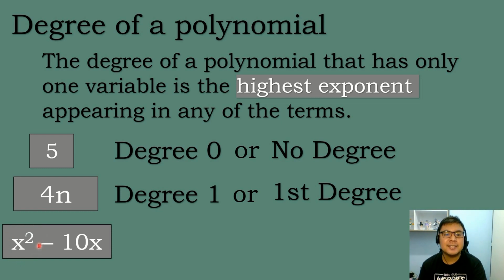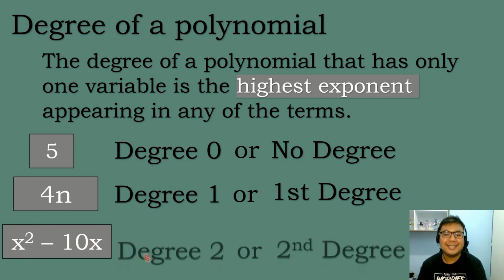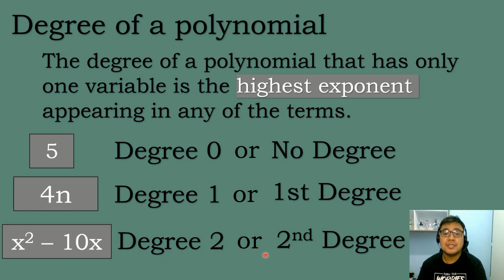So what is the exponent of x squared? The exponent of x squared is equal to 2. Therefore, the degree is 2 or second degree. So that's it for the degree of a polynomial. You just need to look at the variable with the highest exponent. For example, we have x cubed plus 10x. Therefore, the degree of the polynomial will be equal to 3, the variable with the highest exponent.